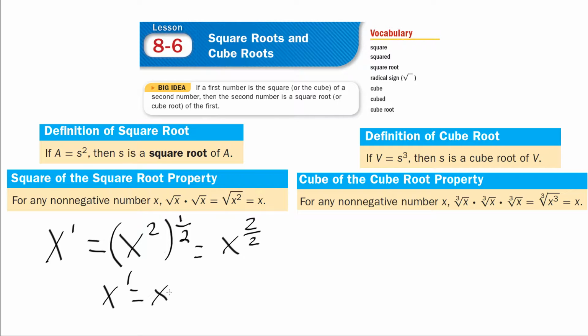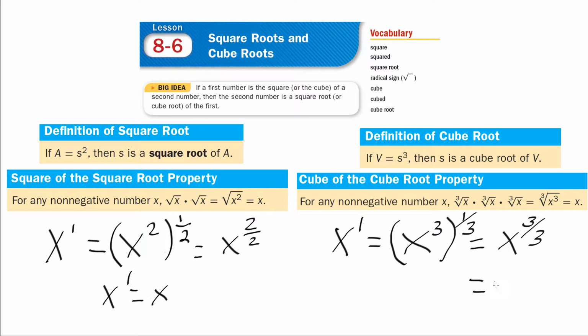Well, what do you think it's going to be for the cube root? We have the same result, that x to the first power is equal to x cubed raised to some power, and 3 times that has got to equal 1. Again, it's the reciprocal of 3, which is 1 over 3. This equals x to the 3 over 3, which is x to the first, which equals x. Okay, on to the next part.